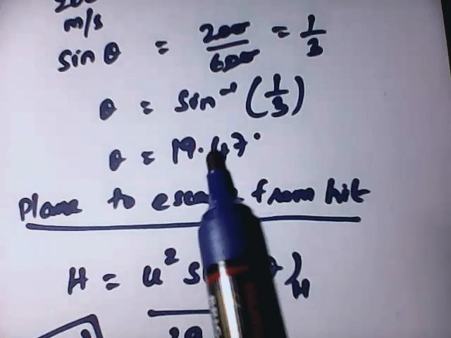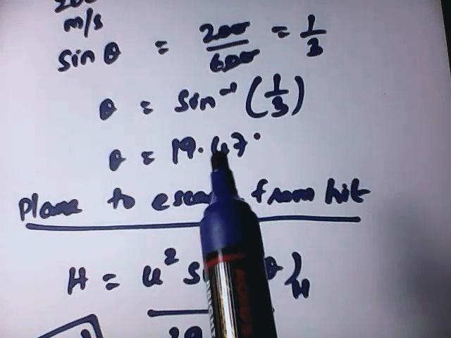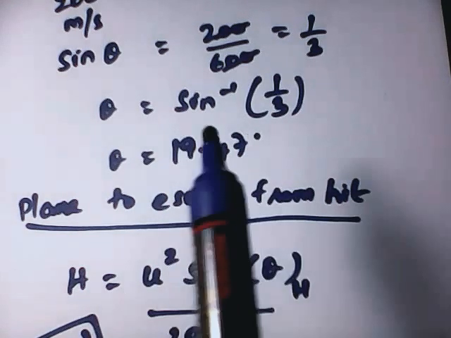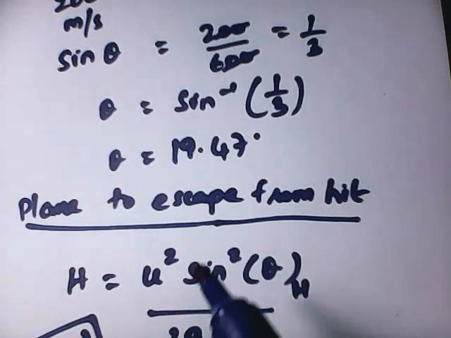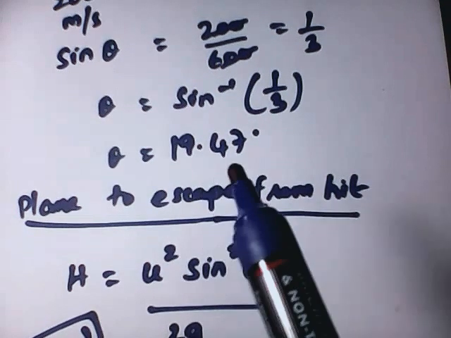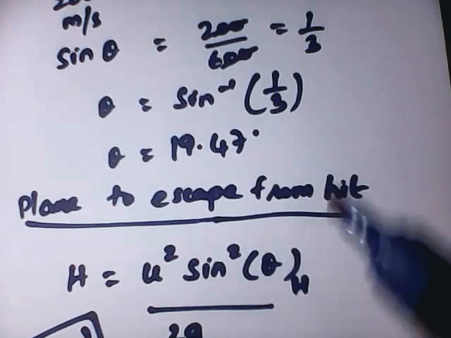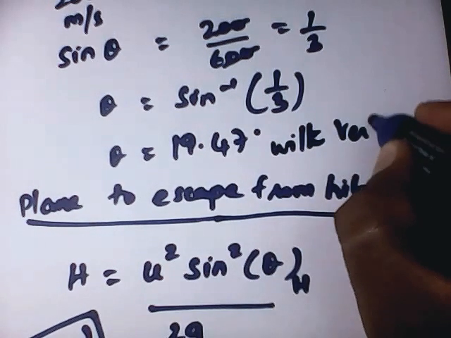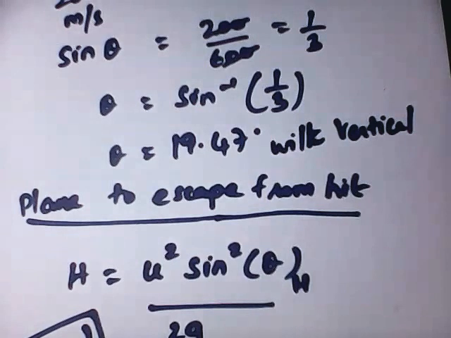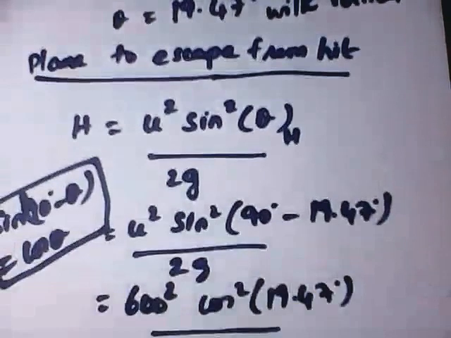You have to use only the data book at your level, so class data book or any other data book, to find out the natural sine values. So this is the answer. Theta comes to 19.47 with the vertical, not with the horizontal. This is with vertical. Students should understand the theta is with vertical, not with horizontal.